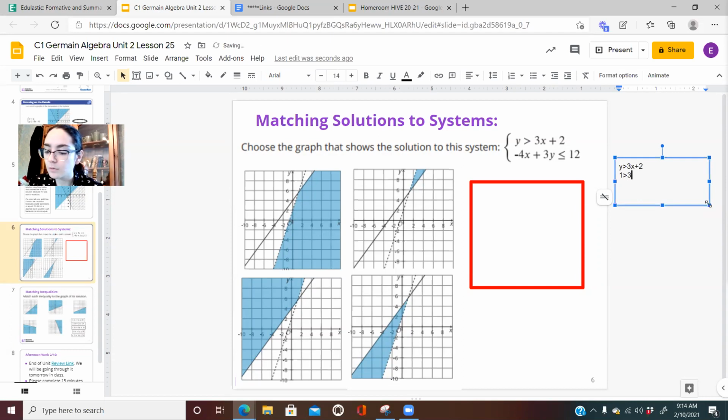Okay. 3 plus 2. So what I'm doing is, I'm picking that point (1, 1), which would fall right here, and I'm plugging it into this first inequality here. You plug it in, you get 1 is greater than 3 plus 2, which is not a true statement. So we're looking at this dashed line here. (1, 1) is not going to be a solution.